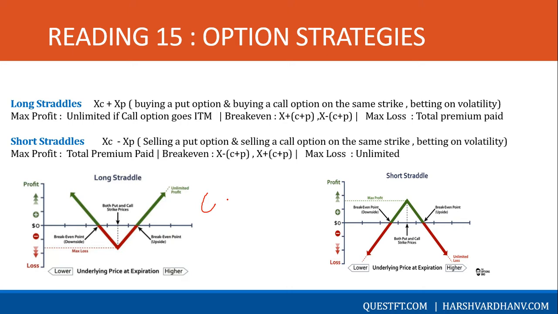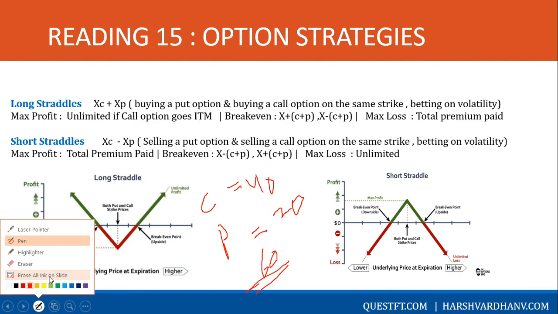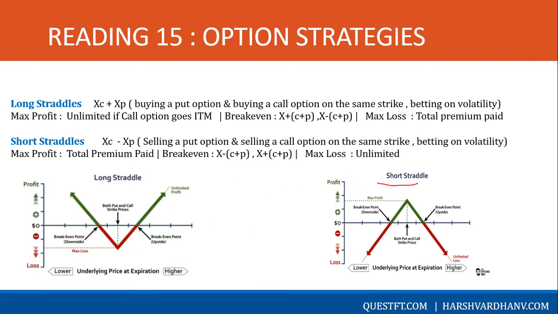I have purchased a call option, say for $40, and the put option for $20, so my maximum loss is $60. If the market does not move at all, the maximum that I can lose is 60. So that's the maximum loss. Quite basic from the options perspective. And the opposite of that is the short straddle.